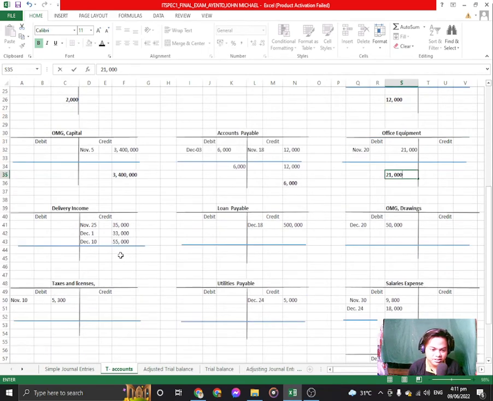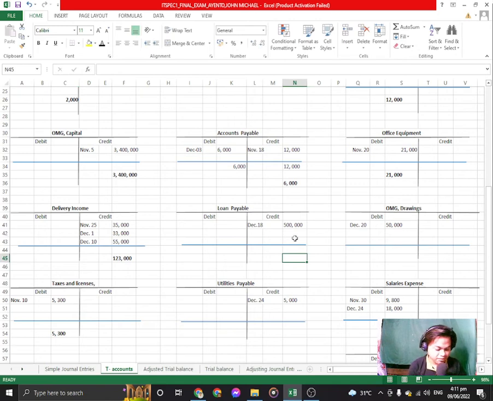Then here, ato na siyang i-total tanan. Pila na siya? Limited calculate. So, na-total na siya og 123,000 pesos. And then here is 5,300. Here is 500, half a million.